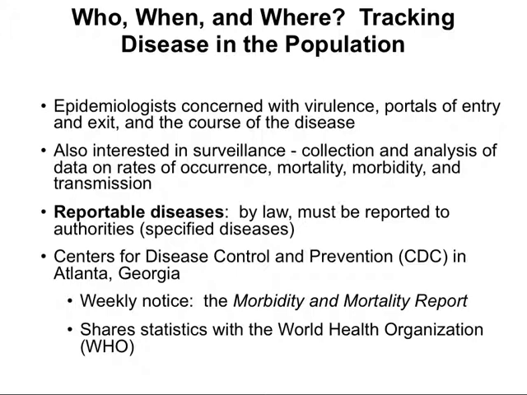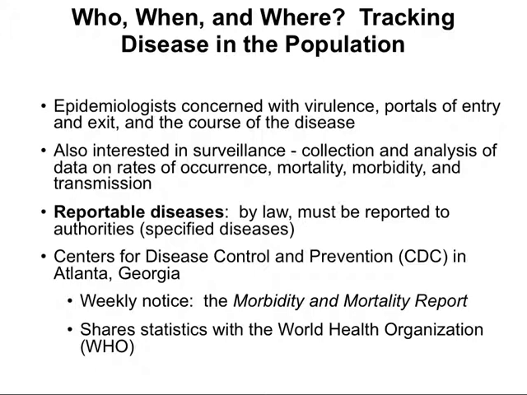Although local and public health agencies are the first to receive case data and determine how it'll be handled, the principal government agency that's responsible for keeping track of diseases is the Center for Disease Control and Prevention, or the CDC. They're located in Atlanta, Georgia. They've specified by law that there are certain diseases that must be reported.